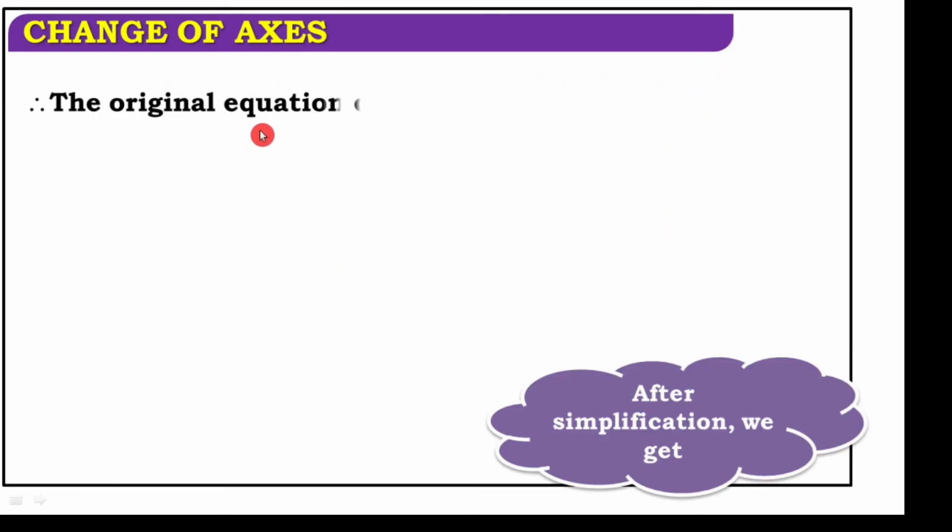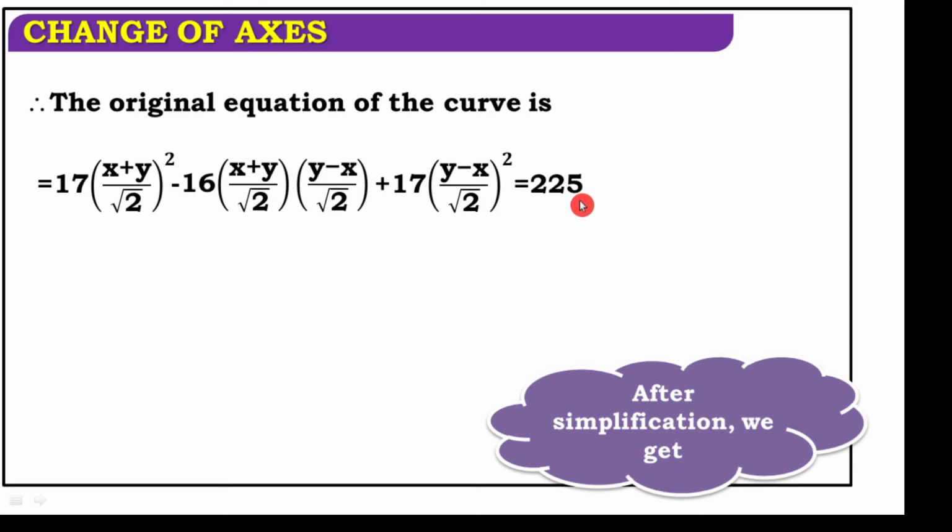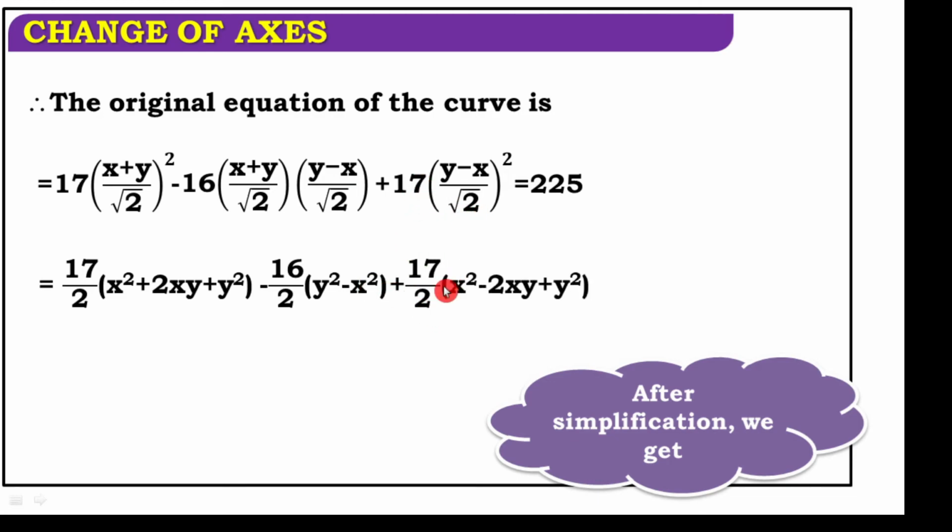So the original equation of the curve is 17 times x square, x value is x plus y by root 2, minus 16 times xy plus 17 times y square equals 225. So expand using a plus b whole square. 17 by root 2 square is 2, a square plus 2ab plus b square, minus 16 by root 2 into root 2 is 2, a plus b into a minus b, a square minus b square. Here y into y, y square, x into minus x is minus x square. A is y, b is x. So plus 17 by 2, root 2 square is 2, a minus b whole square, a square minus 2ab plus b square equals 225.